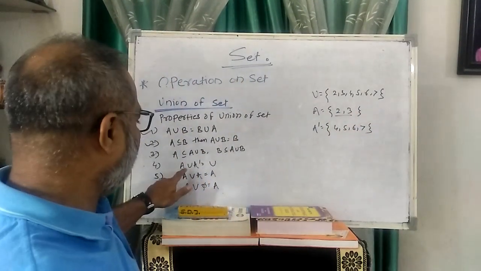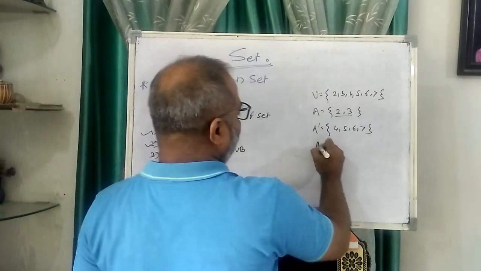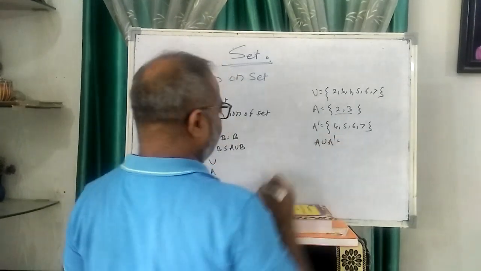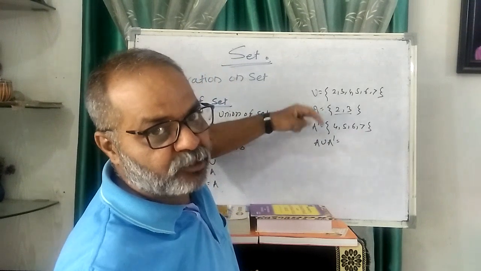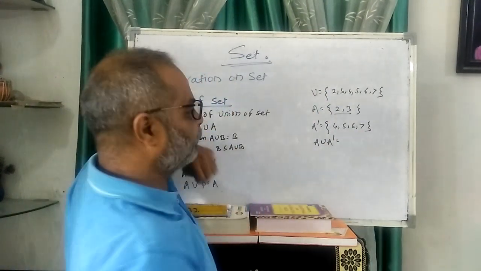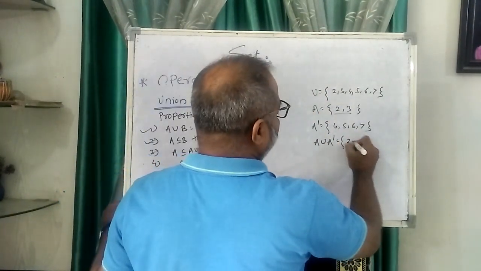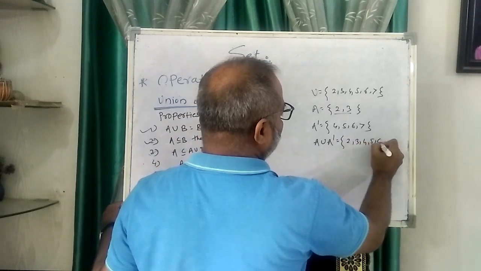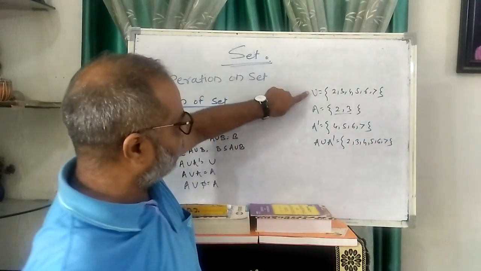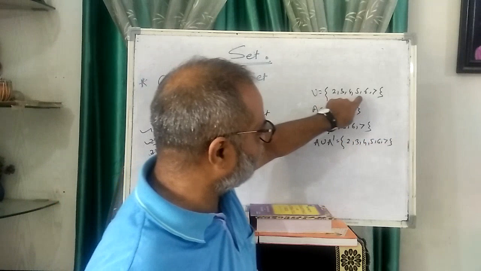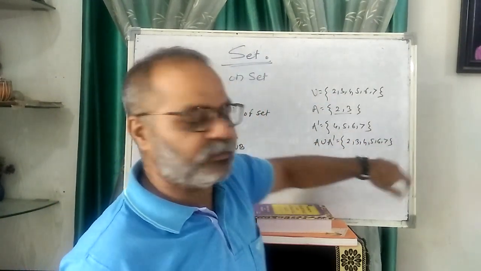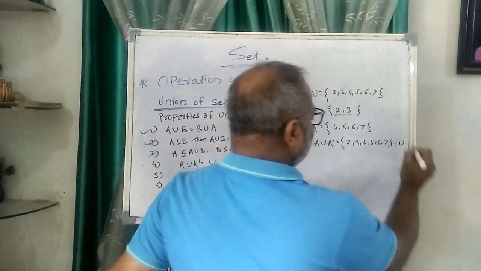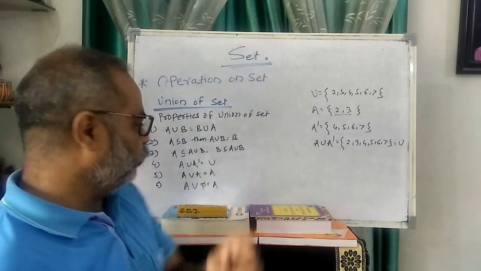Now we find A union A dash. The elements of A and the elements of A dash we collect in one curly bracket, so it is {2, 3, 4, 5, 6, 7}. And look here, U contains 2, 3, 4, 5, 6, 7 and A union A dash also contains 2, 3, 4, 5, 6, 7. That means A union A dash is U.